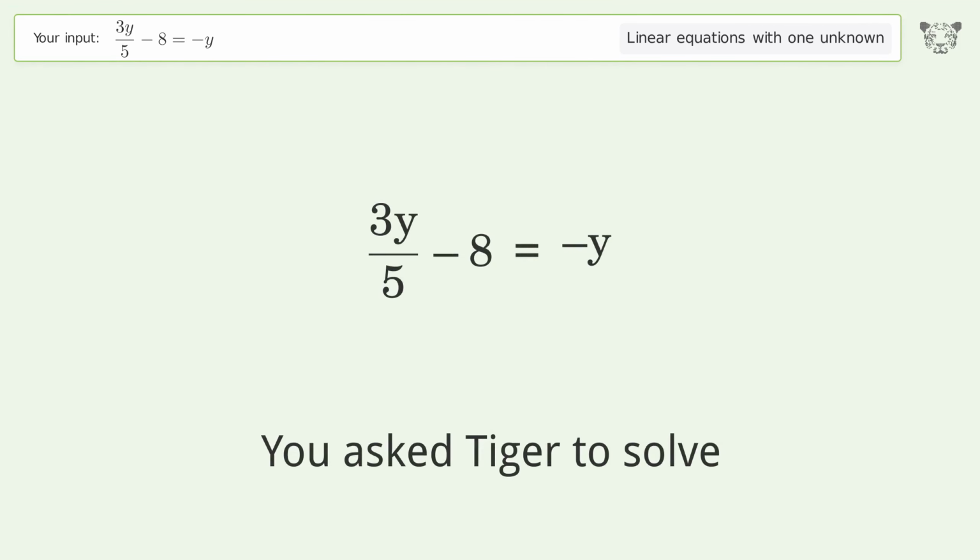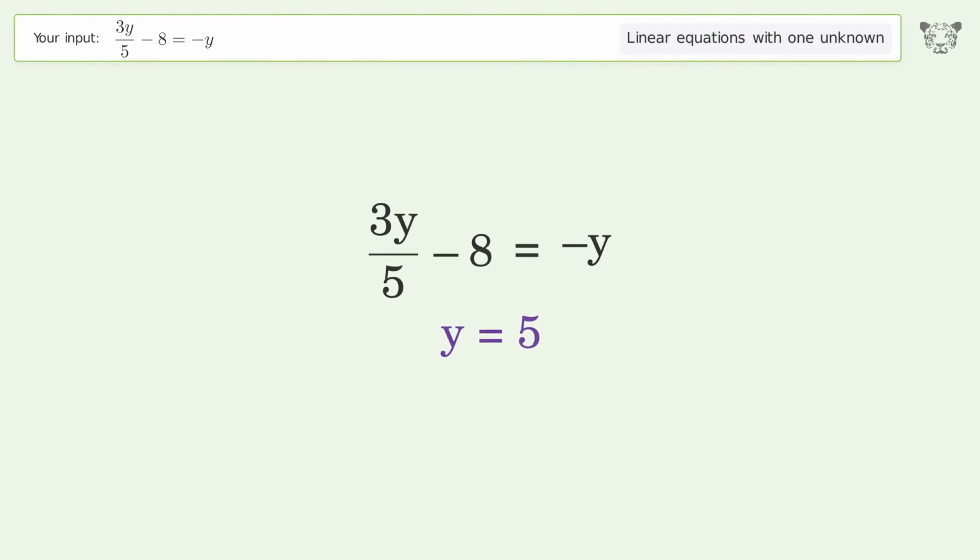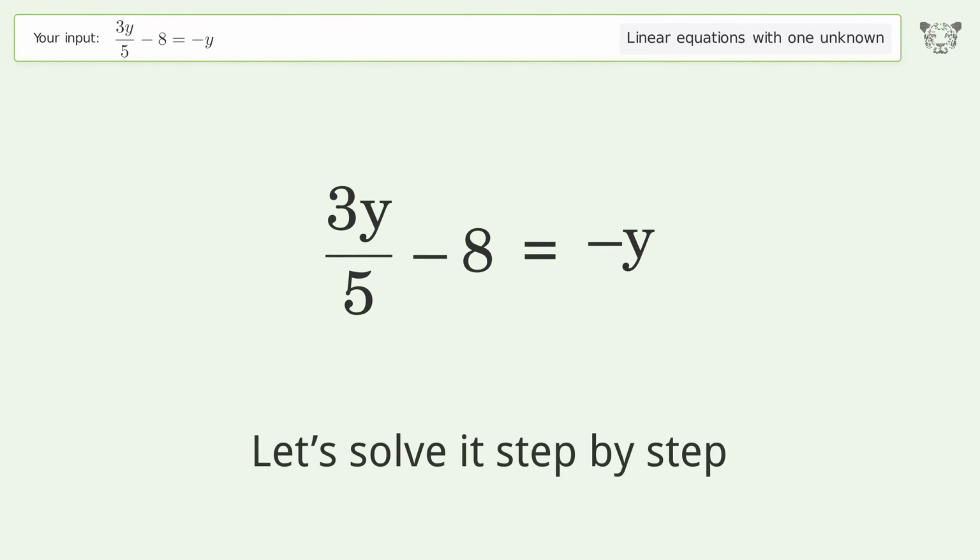You ask Tiger to solve this. It deals with linear equations with one unknown. The final result is y equals 5. Let's solve it step by step.